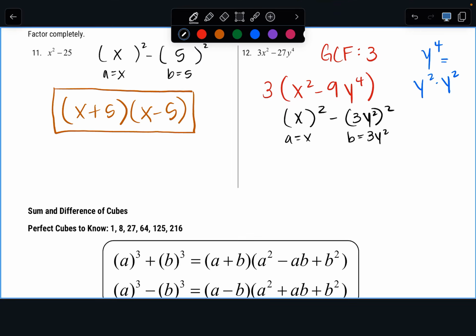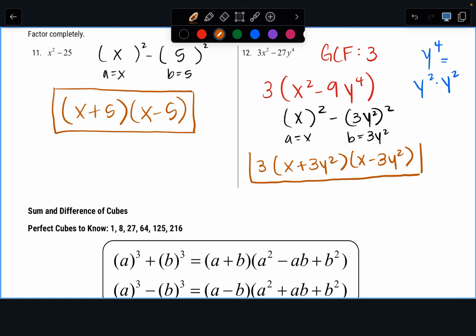So once you know what a is and once you know what b is, all you're doing is plugging into the formula. So I'm going to have x plus 3y squared, x minus 3y squared. And then if you've taken out a GCF, the same note we made on the very first page of today was you cannot forget to include it in your final answer. So my final answer has to have a 3 at the very front.